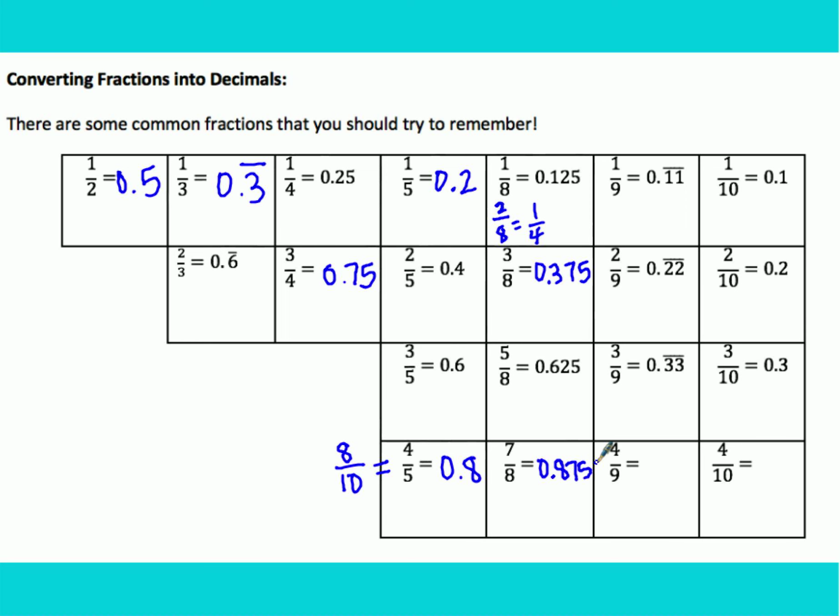0.875 or 875 thousandths. Moving into our ninths. The ninths are kind of an easy one to remember. 1/9 is 0.1 repeating.